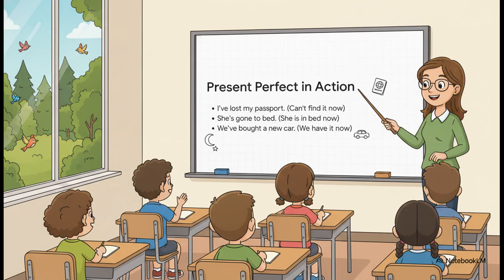Let's walk through some real-world examples to really cement this idea. If someone says, "I've lost my passport," they aren't just telling a sad story about yesterday. They're saying, "I can't find it now, and I have a huge problem at this exact moment." Or if you ask, "Where's Linda?" and I say, "She's gone to bed," it means she is in bed right now. "We've bought a new car" means that shiny new car is sitting out in the driveway right now. In every single case, a past event is directly responsible for a present condition.